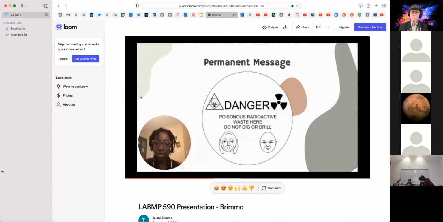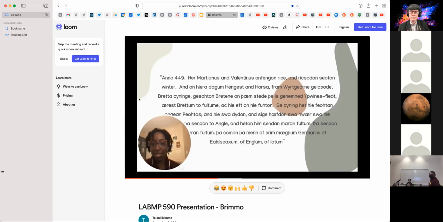So, permanent message. This is the most basic solution and probably the one that first comes to mind if you haven't put any real thought into the solution. So the idea is you use a sturdy material that won't be damaged by time, and basically you just leave it there and you leave it for people to read and say, don't go near this thing. So I'm going to ask you to read this. I'll give you about 10 seconds.